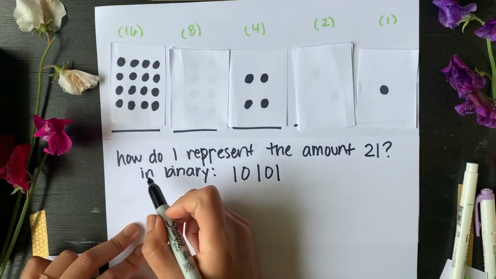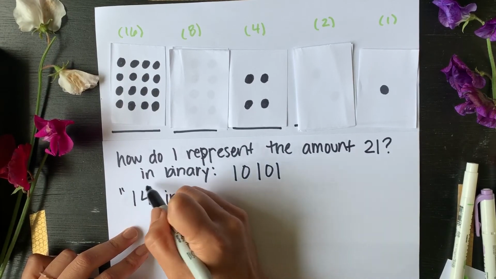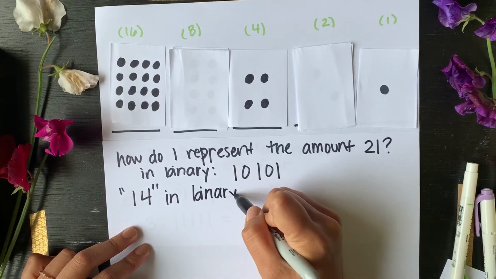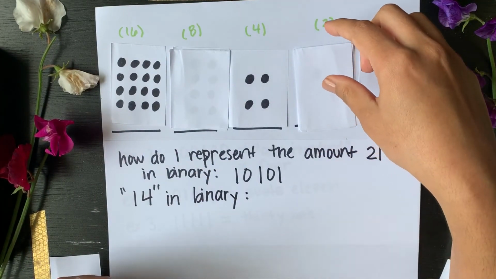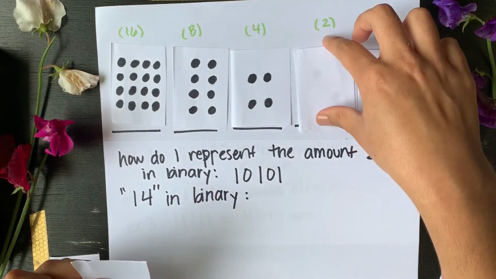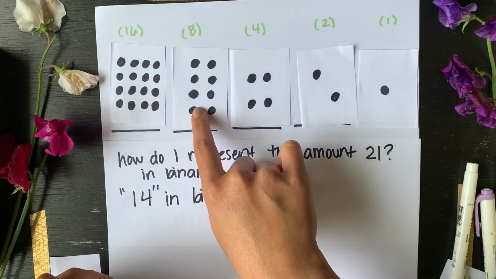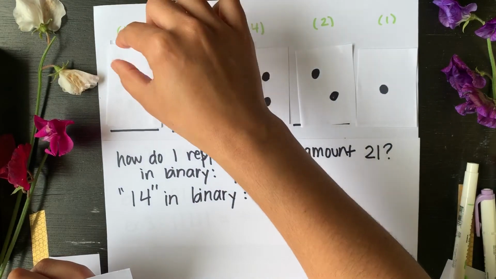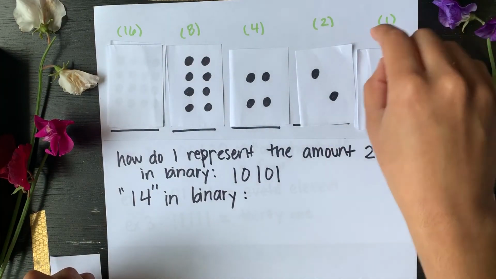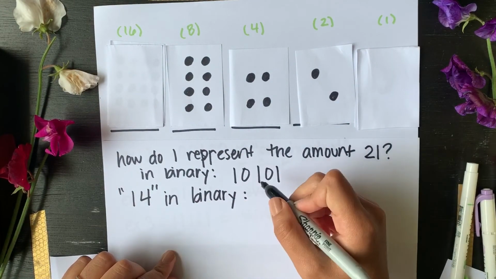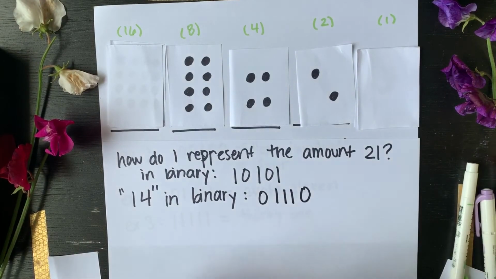Let's do another example. How do I represent the number 14 in binary? I need to find out what combination of these 5 cards is going to give me 14 dots. So if I add 8 and 2, that gives me 10. So I have to get rid of that one because that one's too big. And if I add 10 with 4, okay, so the binary number for the amount 14 would be 01110. Pretty cool, huh?